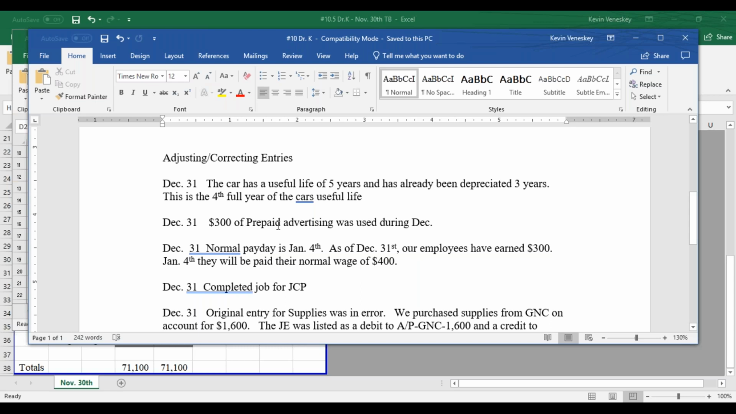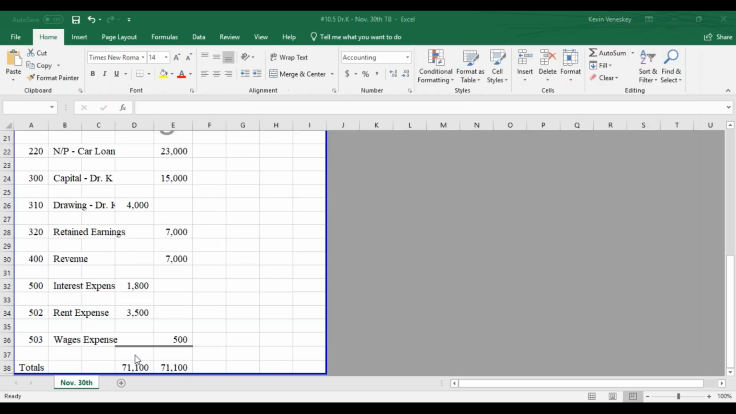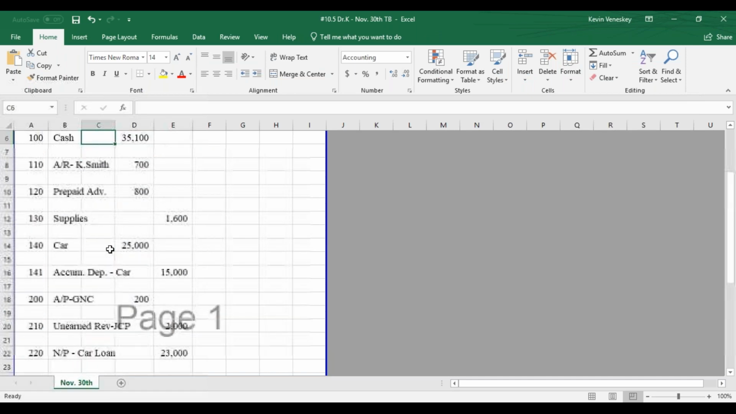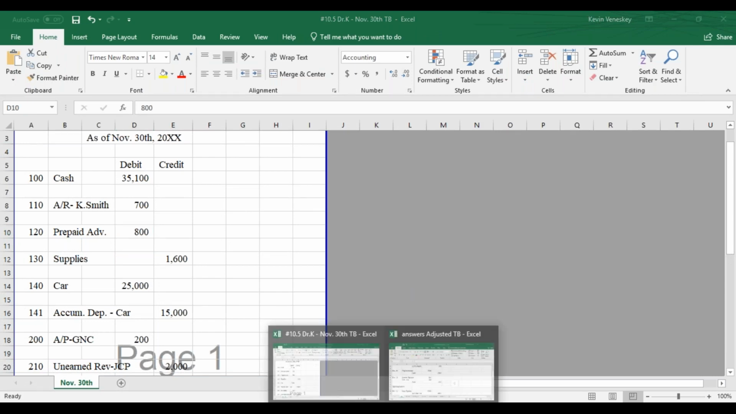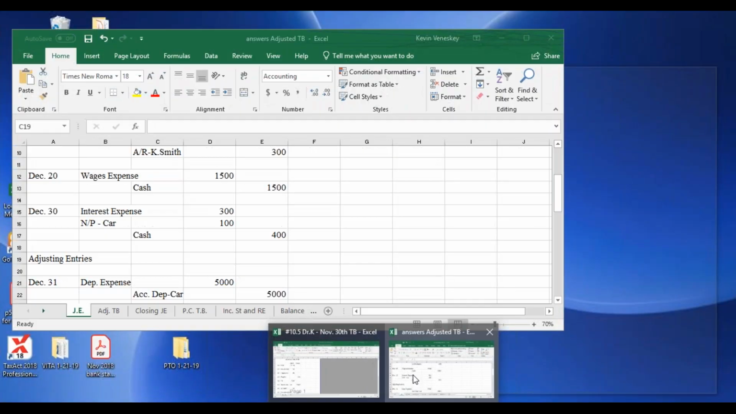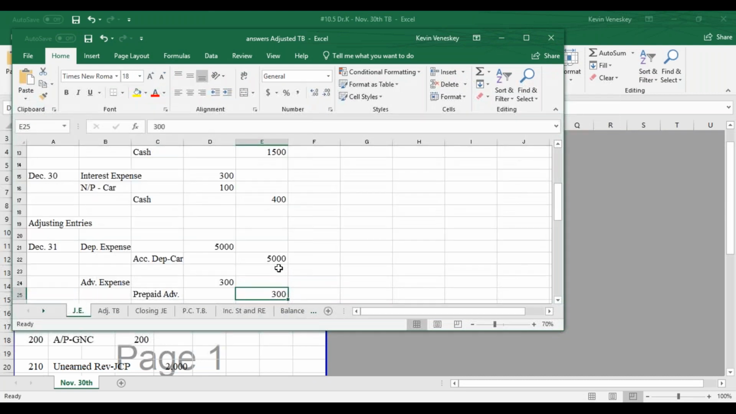Okay, 300 of prepaid advertising was used during December. So I got the benefit of advertising. And let's look at how much advertising I already had. Prepaid, it says 300 was used. So I had 800 total. I've used a little bit of it. So we're simply going to take 300 out of the prepaid and move it to the expense because I'm using it now. And that expense came from my prepaid account.